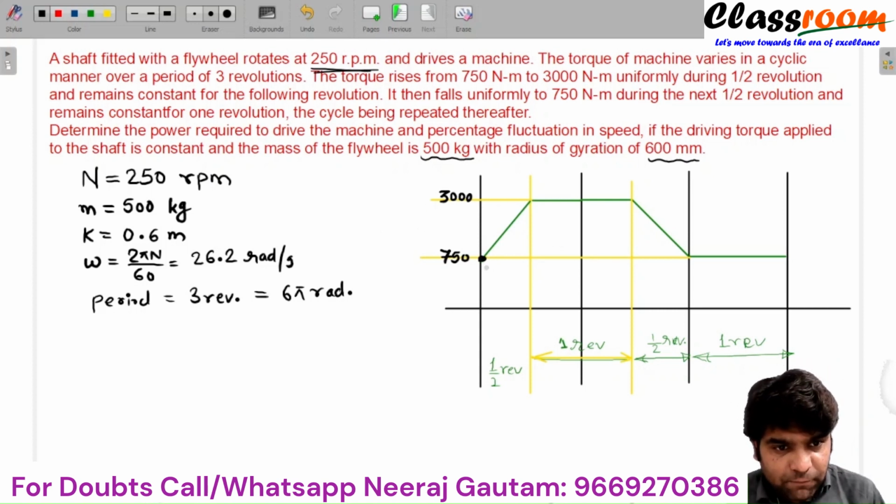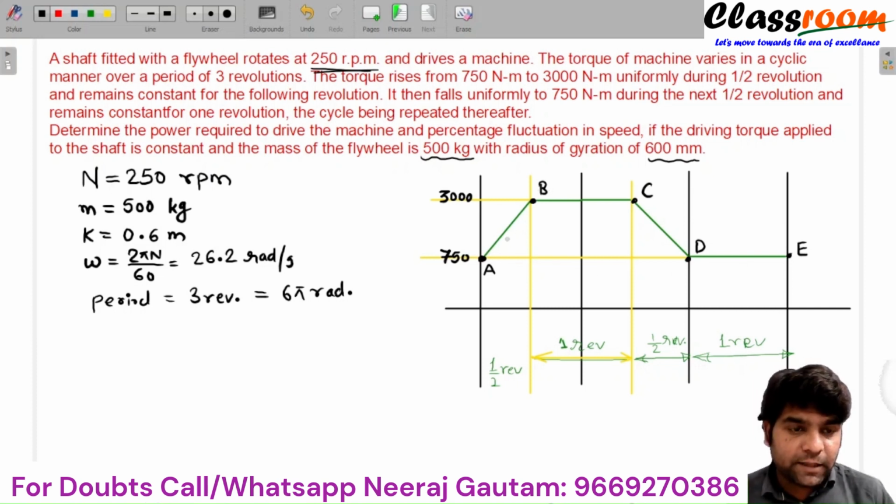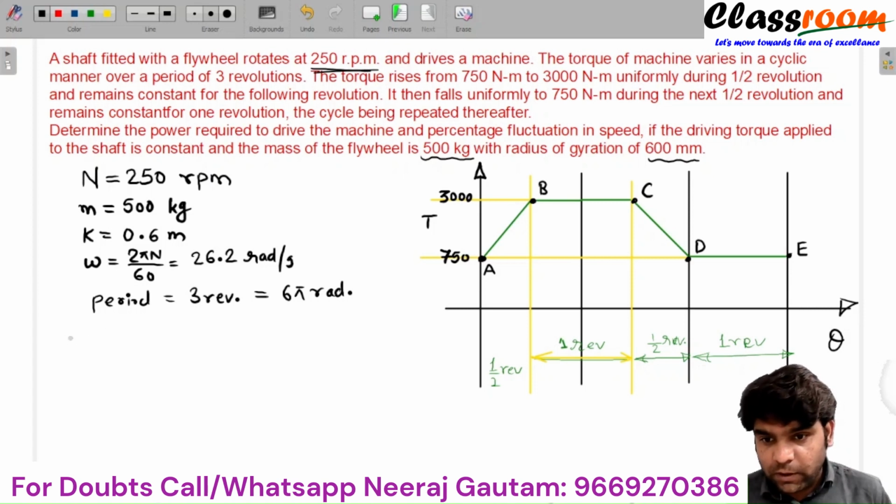if I start my diagram from here, this is the starting point A, B, this is C, D. A to B is a gradual increment in the torque, B to C is constant torque, C to D is a gradual decrement in the value of torque, and D to E is again constant. And again the cycle will repeat itself for the next 3 revolutions. Now, first of all, the area of the T theta diagram, T torque and theta crank angle, shows the net work done during the cycle.